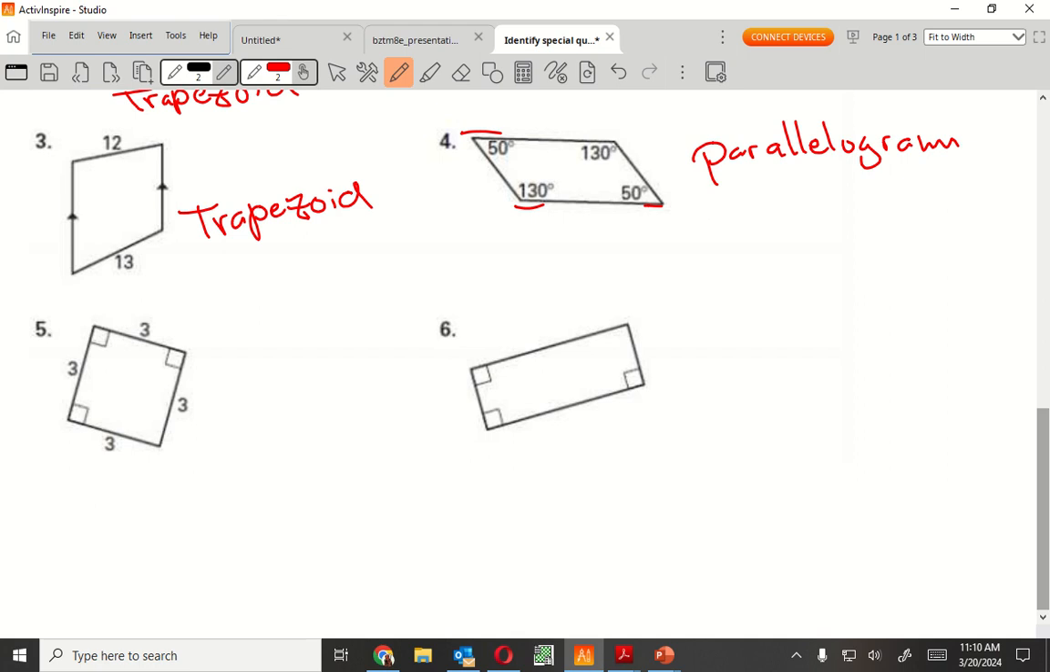Five. What you got? Square. It is a square. All the sides are the same and it has right angles, so therefore this one is a square. Six. What you got? Rectangle. It is a rectangle. Top and bottom are the same and it has right angles. So there we go. This one's a rectangle.